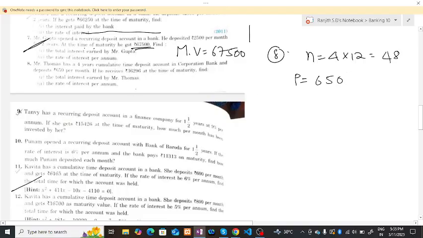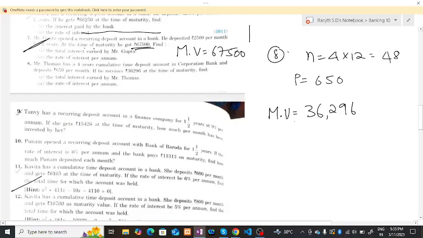If he receives 36,296 at the time of maturity, what is this amount, students? What value is this? Is it interest, MV, or P? MV, sir. Okay. Maturity value is the amount, and that will be the highest value. Look, principal is just 650. Interest also will be less, but maturity value will always be greater. Find the total interest earned by Mr. Thomas, and the rate of interest. Same question. Fine, try the eighth one.